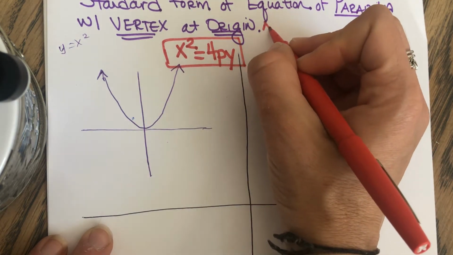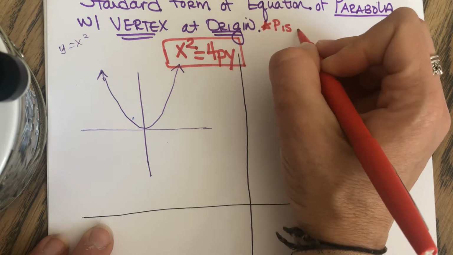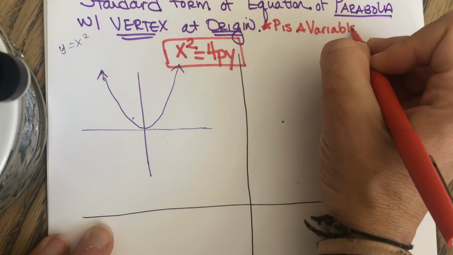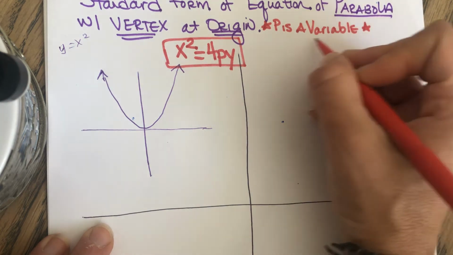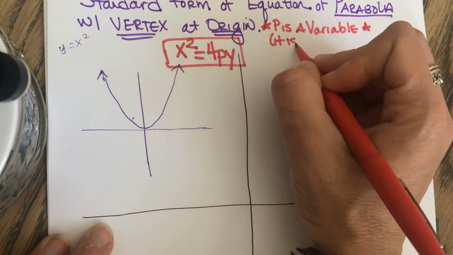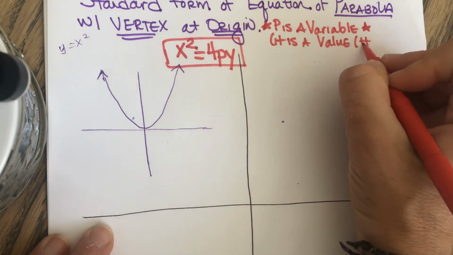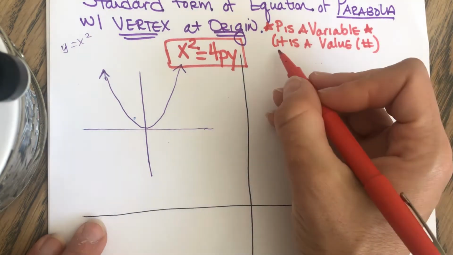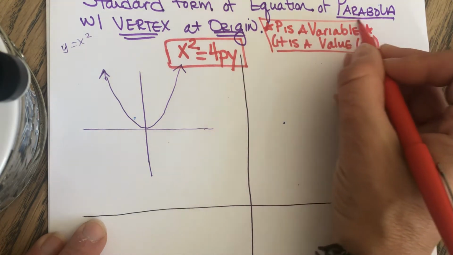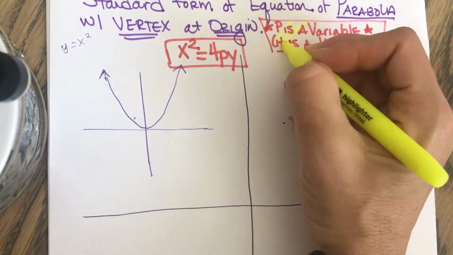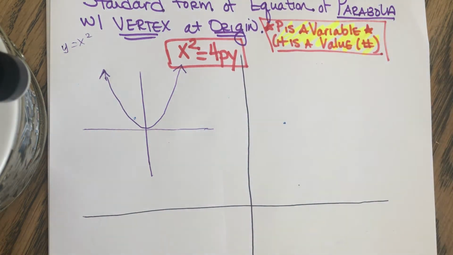I'll put you guys a little note up here. P is a variable just for right now. When we actually do the problem, it will be a value. It is a value. It will be a number, and you'll see that's what we're going to have to find or I'm going to give you, so just jot that down again. I told you it's a lot in the beginning of a bunch of vocabulary before I can actually get to you guys a problem.